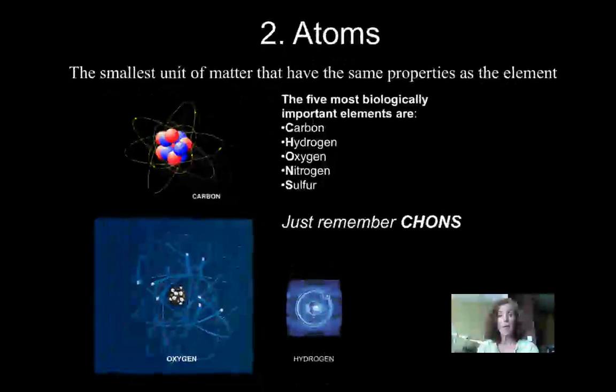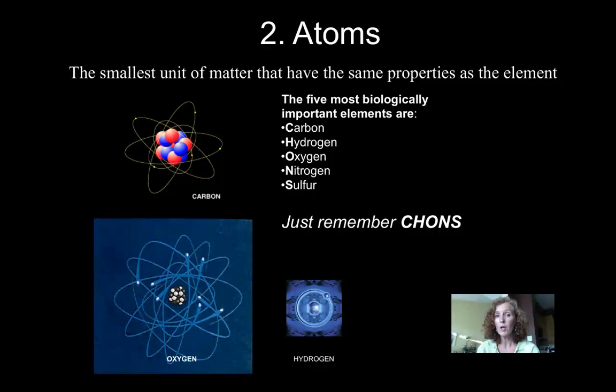And then smaller than that, we've got the atom, the smallest unit of matter, not the smallest unit of life, but the smallest unit of matter that has the same properties as the element. And so in biology, there are only 5 really important elements that you need to learn about, listed in order of importance there. Carbon is at the top, and then hydrogen, oxygen, nitrogen, and sulfur. And to remember those, there's a little acronym for you, CHONS, C-H-O-N-S, a mnemonic device. If you remember CHONS, that's the 5 biologically important elements.